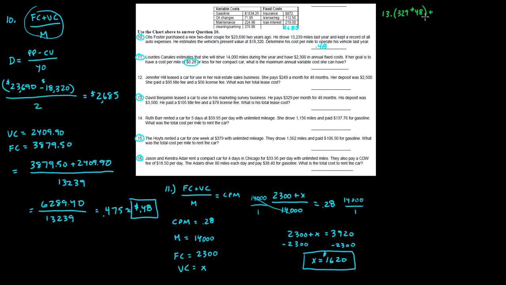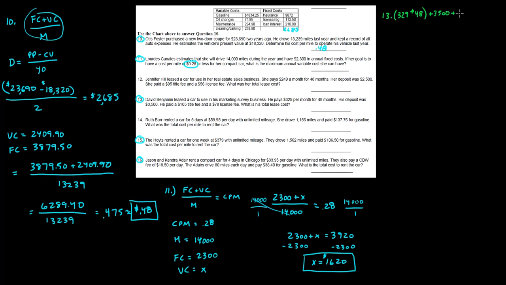Plus we have to pay the deposit amount. The deposit amount in this problem is $3,500. Plus we have to pay the title fee and we have to pay the license fee. So it's plus 105 and plus 78. And when I pencil all that out, we should get for number 13, the cost is going to be $19,475.